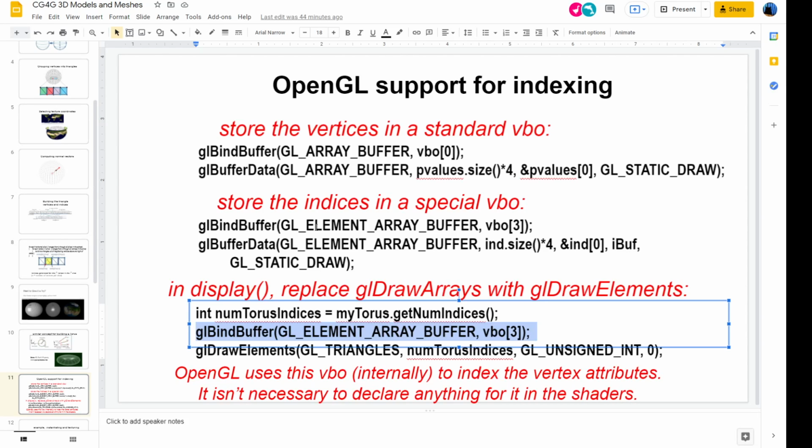Right. There should only be one GL element array buffer in flight at any one particular time. So in your VAO, one of them is going to be bound, and that's going to be the one that it automatically knows how to use for the indices, right? It's not necessary to declare anything about it, like to say, oh, it's attributes. You use attribute pointers and things for that. You've seen that.